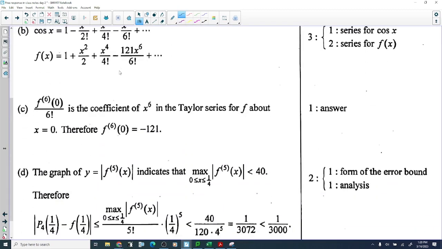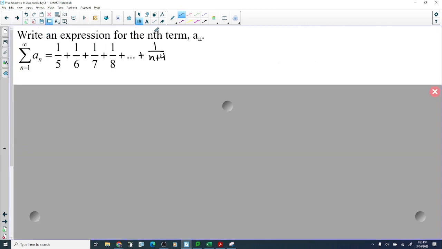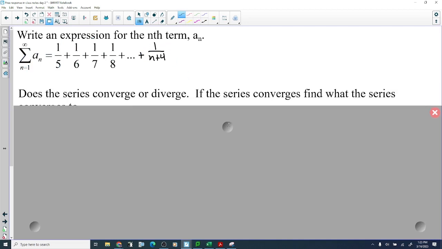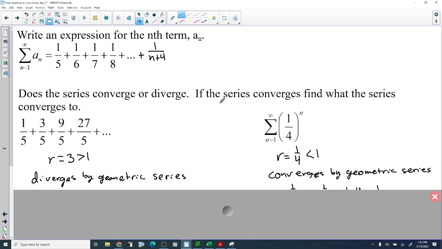And here's the rubric for this problem. Write an expression for the nth term a sub n. So we have the summation n equals 1 to infinity of a sub n is 1/5, 1/6, 1/7, 1/8. That's 1 over n plus 4. Does the series converge or diverge? If the series converges, find what the series converges to.